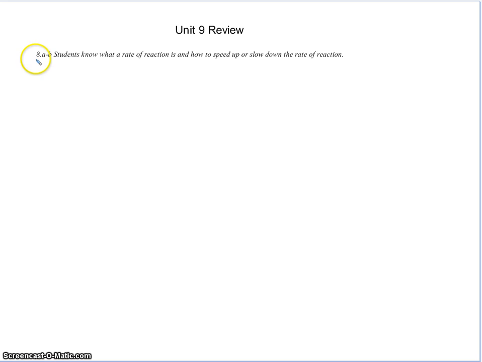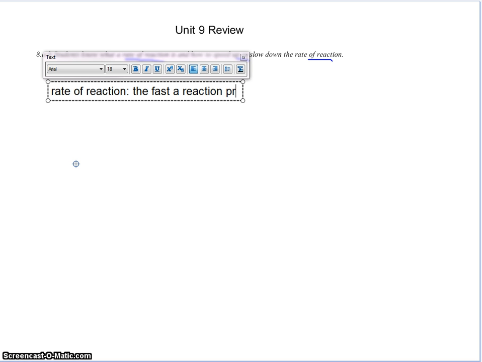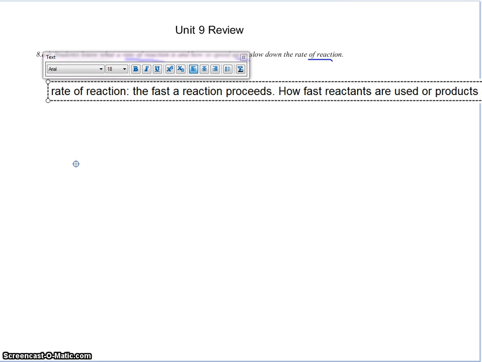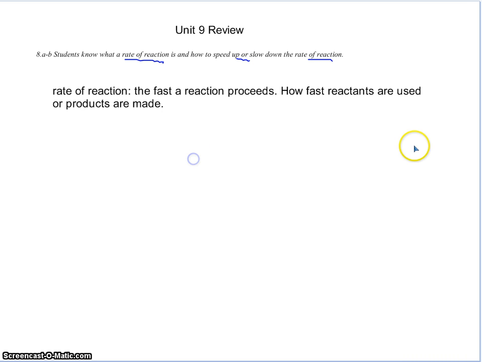First one is 8AB. Students know what a rate of reaction is and how to speed up or slow down the rate of reaction. Well, I guess first off, we should define rate of reaction. So this is how fast a reaction proceeds. How fast reactants are used or products are made. For the forward reaction, which is typically what we assume. Okay, what about this one?